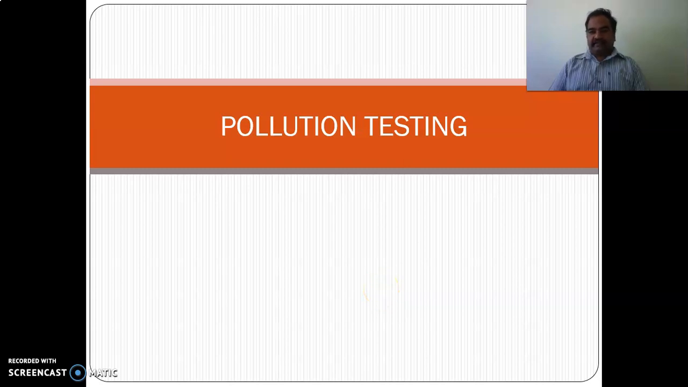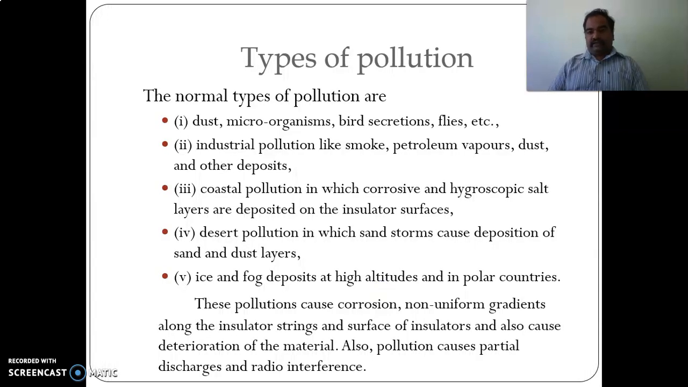In the last video lecture, we have seen the various power frequency tests and the impulse tests that are conducted on insulators. In the current video lecture, we will see the procedure for pollution testing of insulators. As we know that insulators are mostly outdoor units, there are different types of pollutions which are being experienced by these insulators.